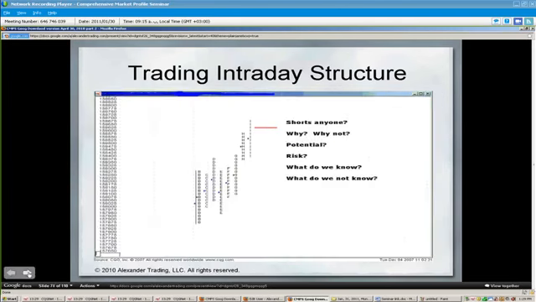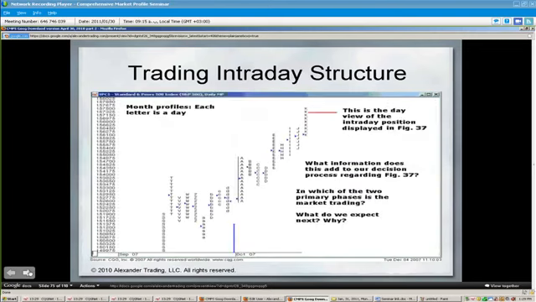Okay, this is sort of a, you guys wouldn't short this. I mean, that's obvious. Now this is a month profile. Each letter is a day. So we're in a vertical trend to the upside.